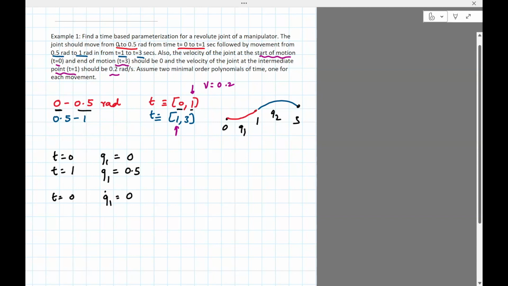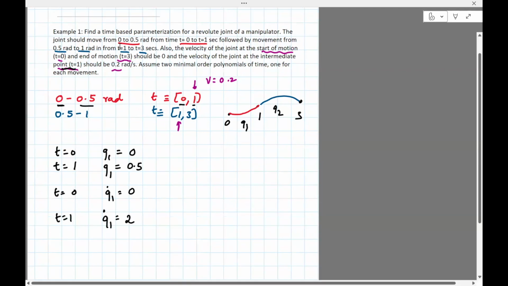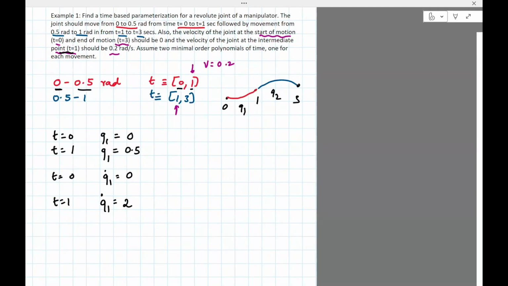We are also told that the velocity at point t equals 1 should be 0.2. So at t equals 1, the velocity is equal to 2. I think those are all the conditions which are specified for q1. For q2, note that q2 starts at 1, ends at 3. So at t equals 1, q2 should be equal to the same as q1 at t equals 1, so it will be 0.5. At t equals 3, q2 should be equal to, I think it's going as 1 radian.